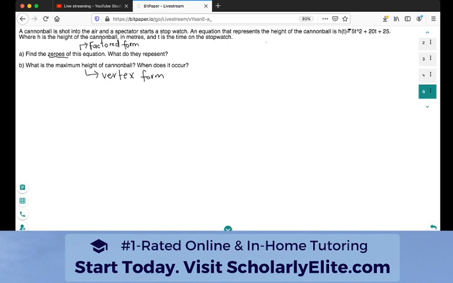But if your teacher has given you this question, what they're really asking you to do is complete the square. So we're going to go ahead and do that. So if our question is h of t equals negative 5t squared plus 20t plus 25, we're going to do that first step. And again, if you're not familiar, you can watch our videos from previous weeks. We have videos on how to do this.